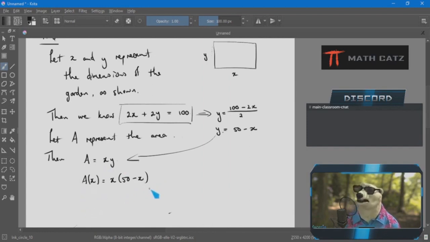What matters is I need to have a function of just 1 variable, because taking the derivative of a function with 2 variables, that's a whole other story, and not a calculus 1 question at all.